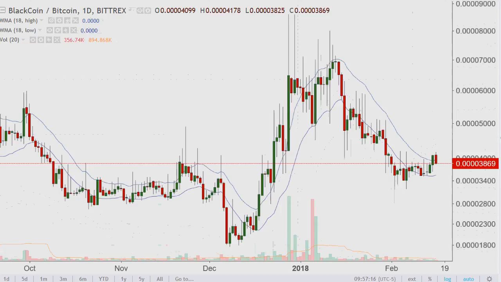I, of course, like buying low, selling high based on the 18 average. So something like BLK, there's really nothing to do here. If it goes up, I'll put a sell order. If it breaks down below this low, I'll put a buy order in.